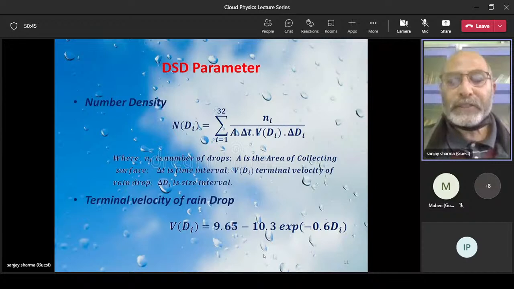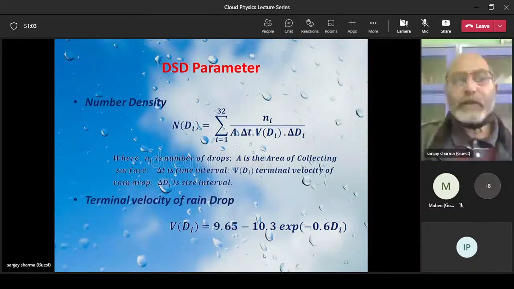Because eventually we will see that velocity and diameter are interrelated. The diameter of the raindrop and the terminal velocity are interrelated. And this formula has been used in radar remote sensing also. We will see in coming slides.